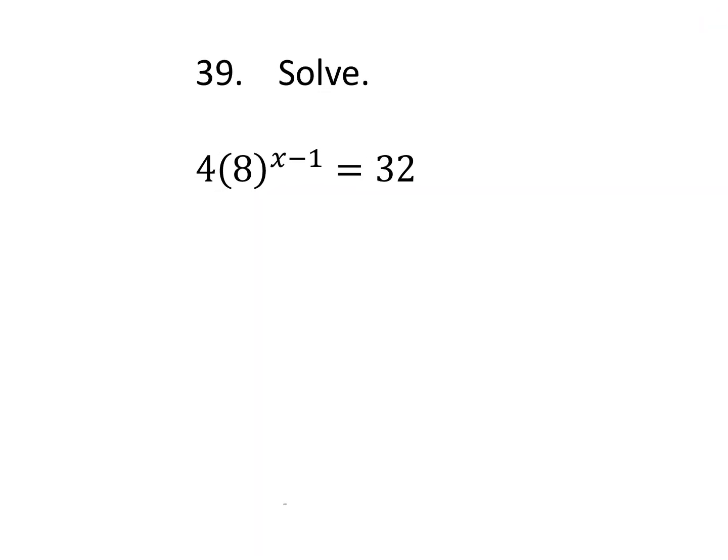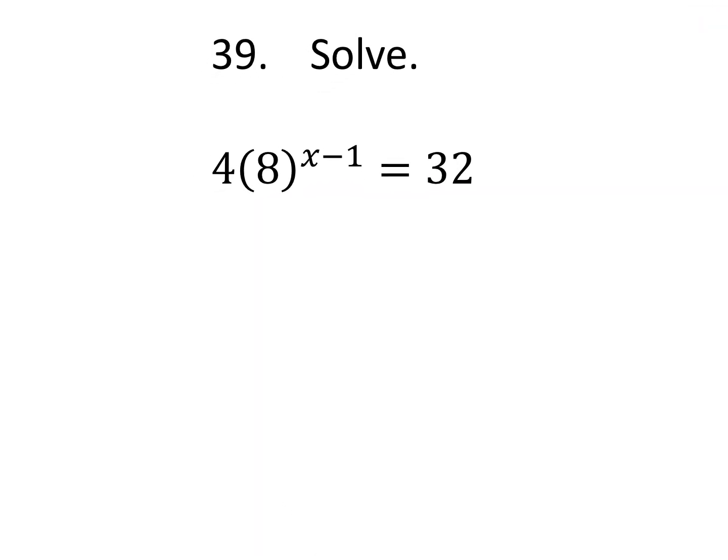All right, for 39, it's an exponential question, so we're going to use logs to help us solve, most likely. But we need to get the base all by itself first. So I want to divide both sides by 4. So 8 to the power of x minus 1 equals 8. Now the one time that we don't need to use logs to solve is if our bases are the same, or if you can get your bases to be the same. You could still use logs if you want to, but it'll just be easier if your bases are the same. Our bases will cancel, and we set the exponents equal to each other.